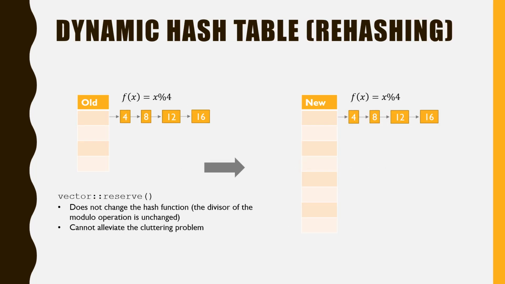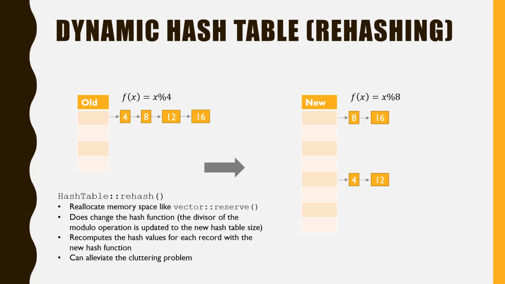Now, let's see what other things we should do after table doubling or halving. It is tempting to simply call the reserve operation from the vector data structure to perform table doubling or halving. Recall that the reserve operation simply copies data from the old memory block to the new memory block. In our case, the reserve operation will copy the linked list addresses to the new location, but it will not change the linked lists. It does not alter the hash function and cannot evenly distribute the existing records across the entire range of the new hash table. As a result, it will not address the cluttering problem either.